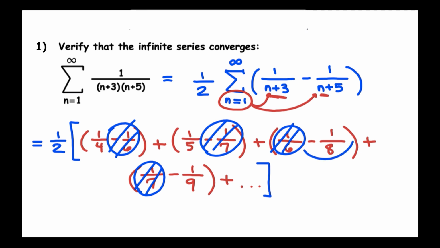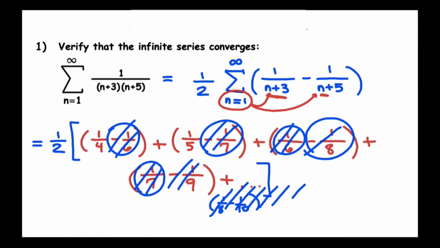This negative 1/8 doesn't seem like it has a partner, but if I kept the parentheses going, it would have a partner. This would be 1/8 minus 1/10. So that's gone. The negative 1/9 will cancel with the 1/9 in the future. Everything else is going to cancel from here to eternity. The only things that survive would be the 1/4 and the 1/5 there in red.